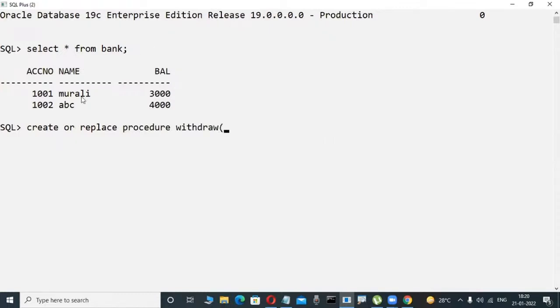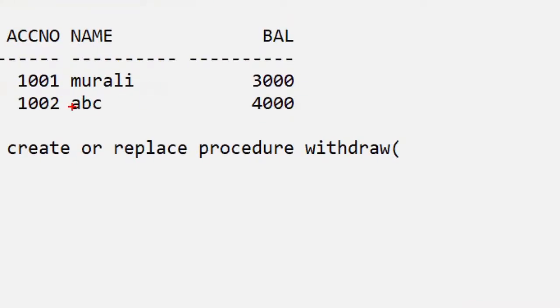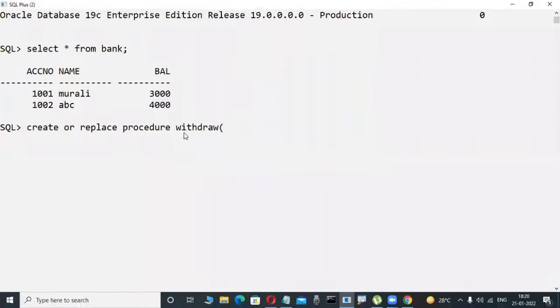Slowly observe here. This is the table. In my project, I try to implement one small scenario, only withdraw. Actually, in real time they write big packages with withdraw, deposit, and all the things. But here I'm giving only a small task in a procedure. Create or replace procedure withdraw. Here I'm passing the account number, and the amount also, because I try to withdraw, same as with the ATM card. Now some coding is there.